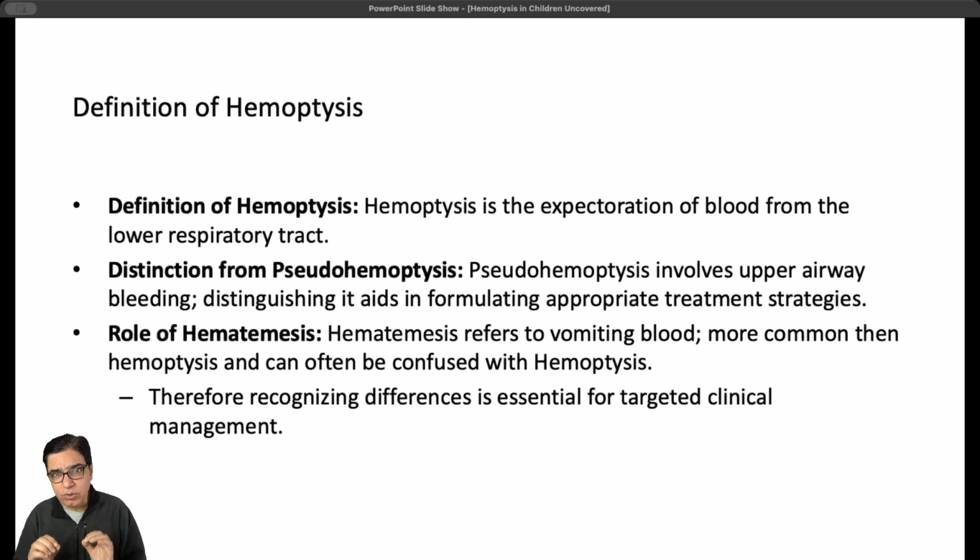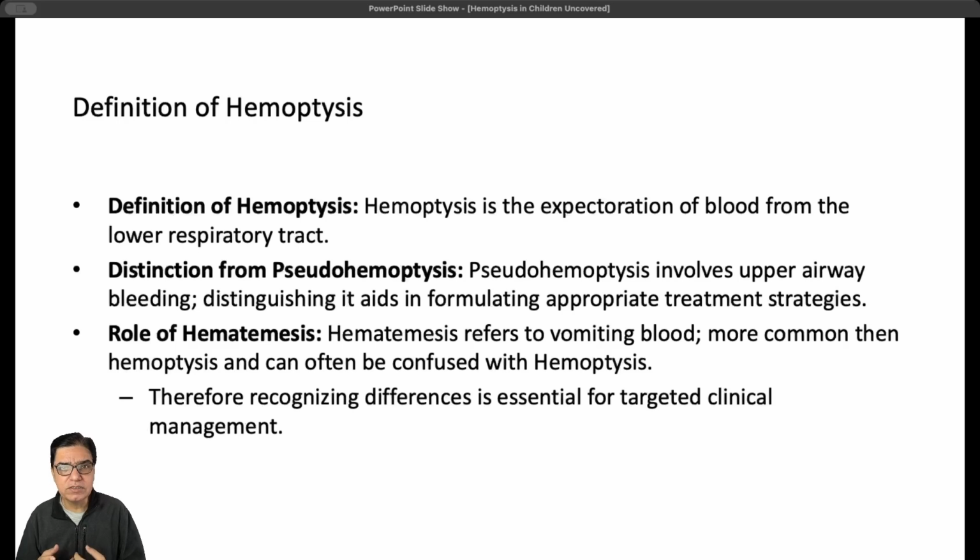Now, the first important thing is to differentiate it from what we call pseudohemoptysis. Pseudohemoptysis means that obviously the child is coughing up blood, but that blood is coming from above the level of the vocal cord. So it could be from the pharynx, it could be from the tonsils, it could be from the adenoids, or sometimes it might be because of hematemesis, which is relatively more frequent as compared to hemoptysis.